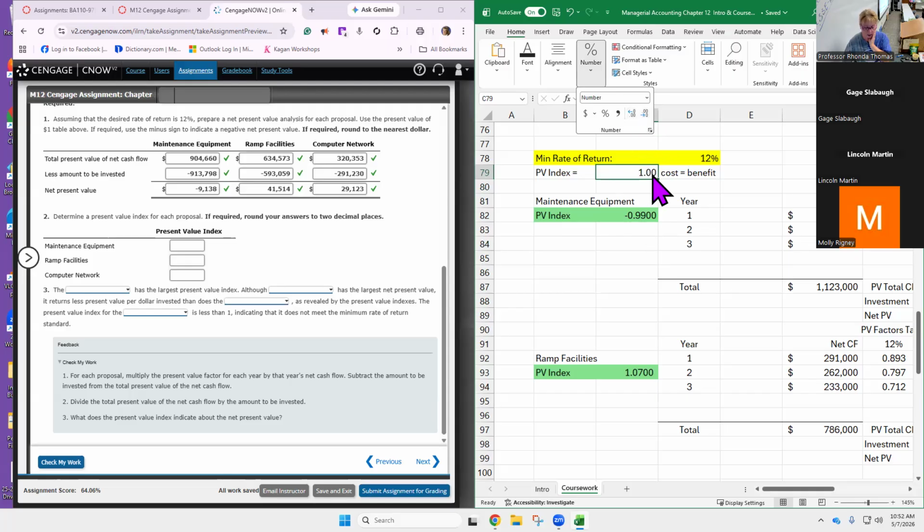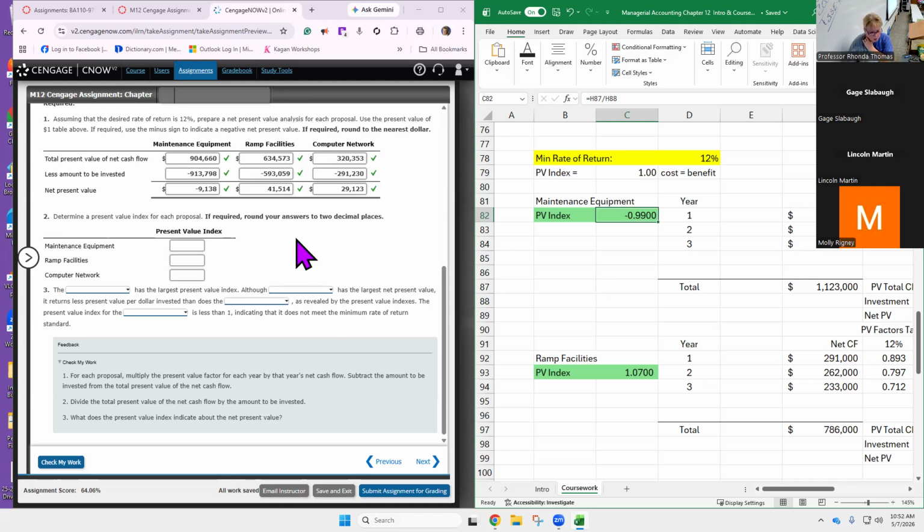Okay, so I am going to put 2 decimals there. And this isn't dollars, okay, it's not dollars. It's for every dollar that you invested, you are getting $1 in benefit. So you're really not any better off or any worse off. But you're going to be worse off for something that is a negative.